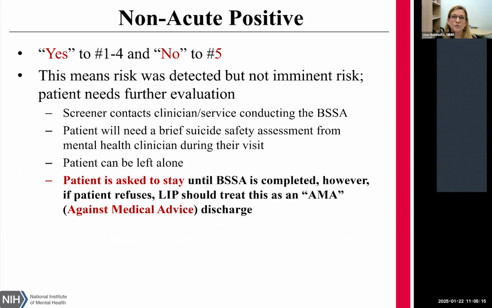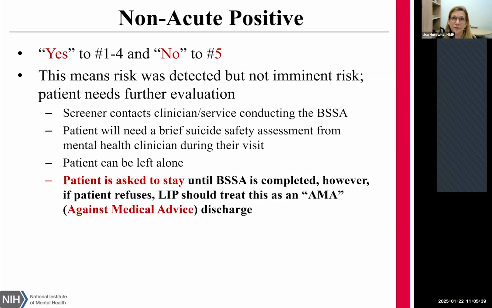who's going to do what we're going to call a brief suicide safety assessment, or a BSSA for short. Patient needs this further assessment, and this patient can be left alone, right? This is not the emergency. This is not the paper gown. This is not the sitter. This patient can be left alone. They're asked to stay until this evaluation is done.